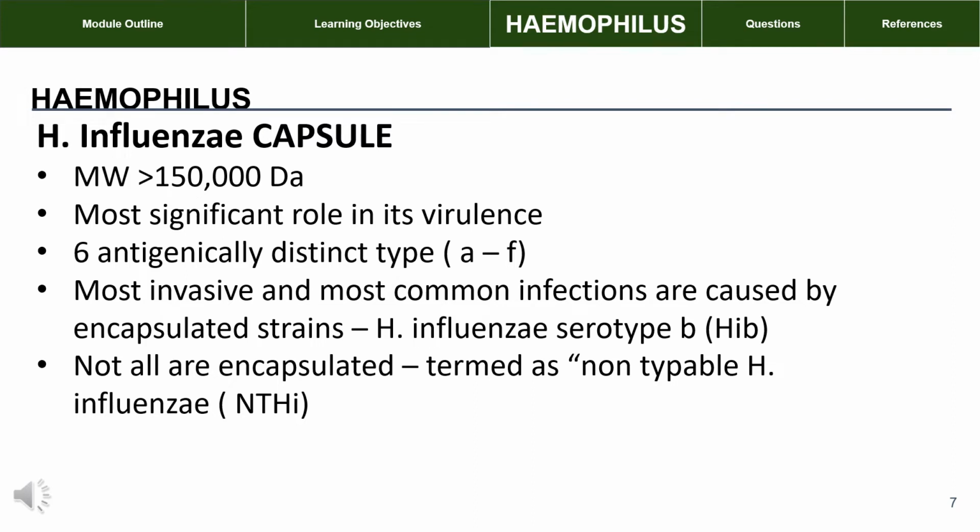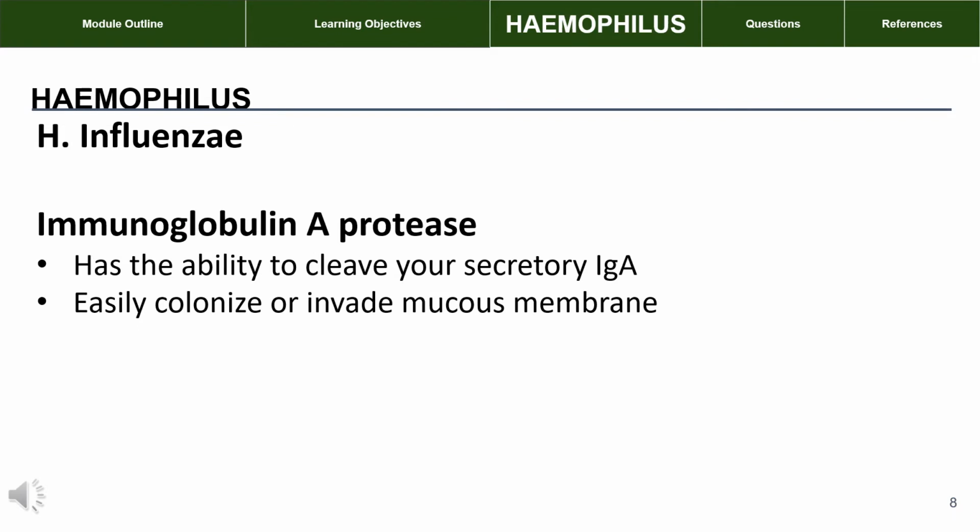One more thing, not all Haemophilus influenzae are encapsulated. Therefore, we term them non-typable H. influenzae. Another virulence factor of Haemophilus influenzae is immunoglobulin A protease. This protease has the ability to cleave secretory IgA, so it easily colonizes or invades mucous membranes.